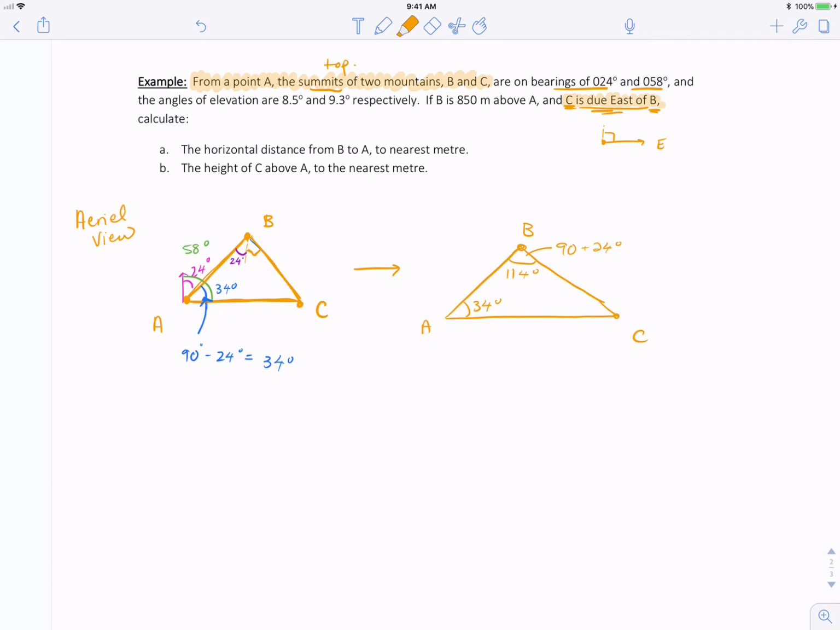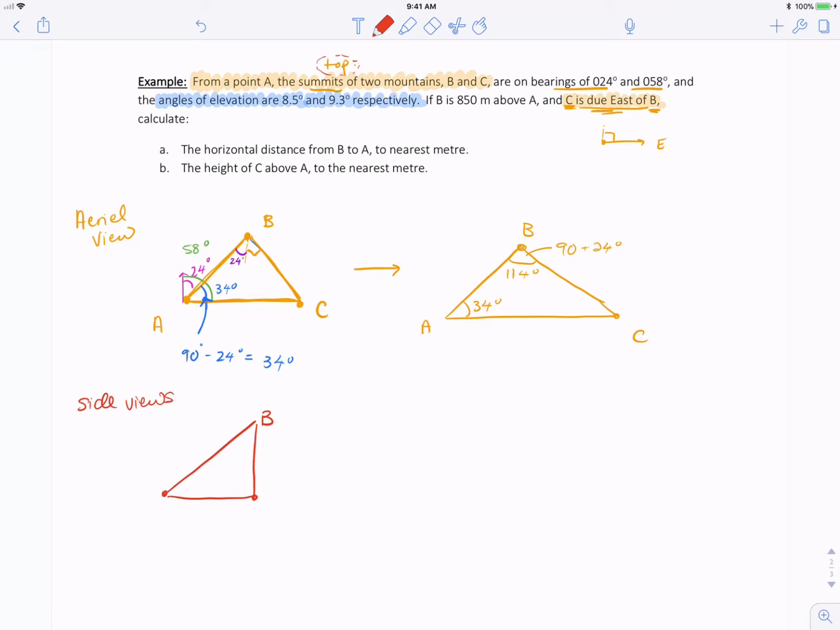Continuing on with the question, what other information can I have? Well, it tells me that the angle of elevation, remember that's the angle from the ground to the top of something, is 8.5 and 9.3 respectively. That means from point A, if I were to look at my side views, from point A on the ground looking all the way up to the top. Remember in the diagram above, B represented my summit, the top of the mountain.